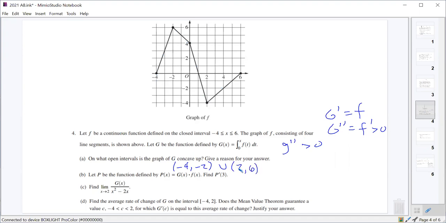Everybody good with part A? Any issues there? Part A was pretty straightforward.